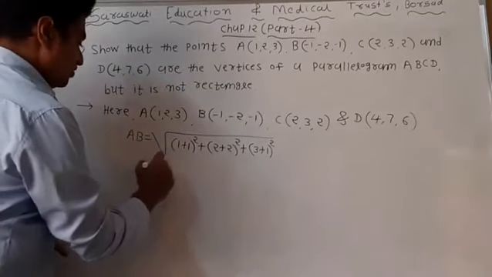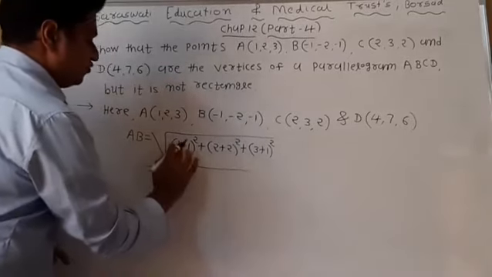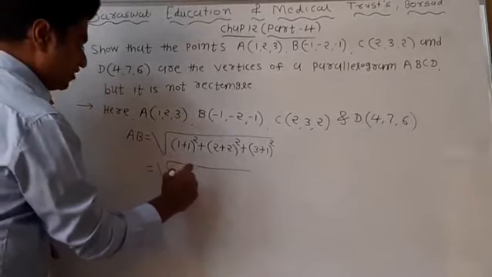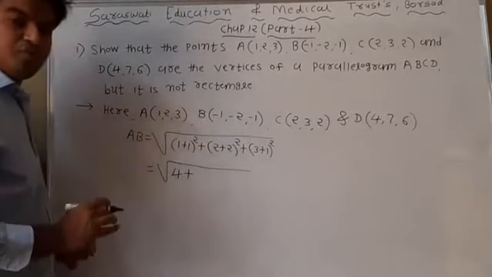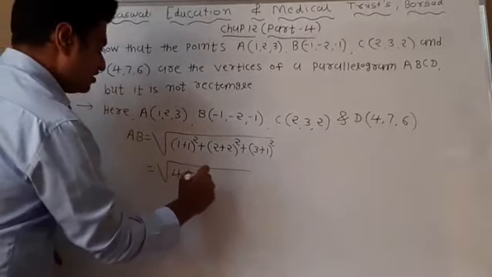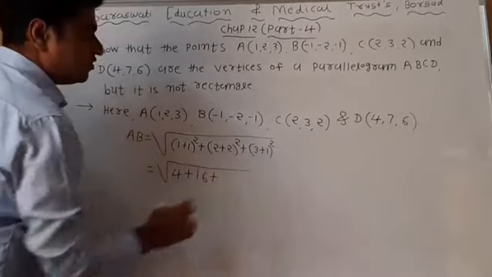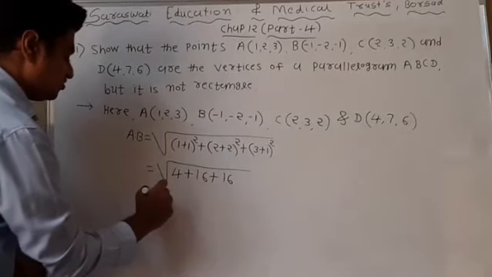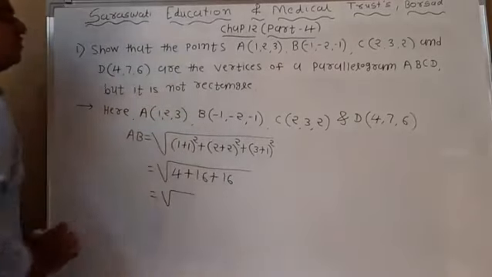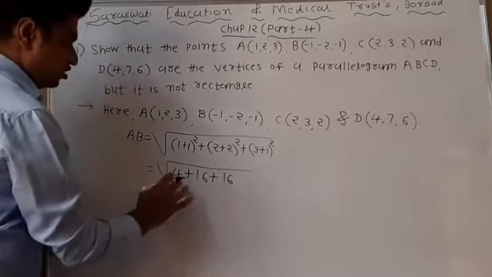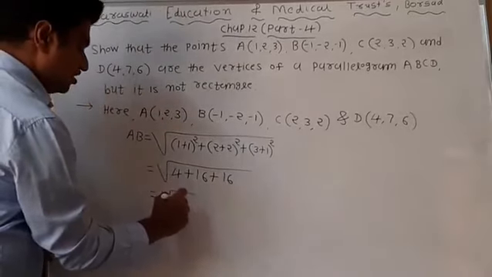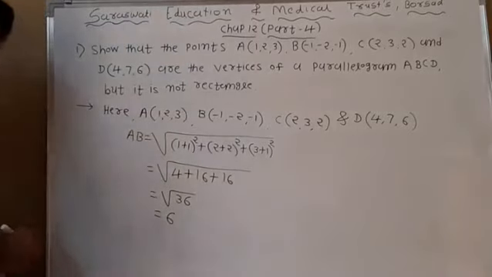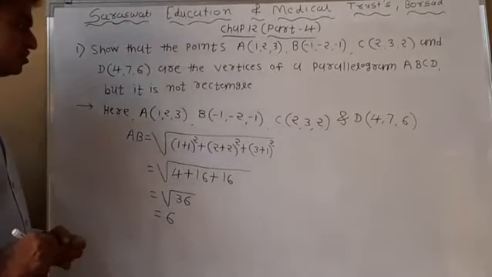So it is equal to the square root of 1 plus 1, that means 2. 2 square means 4. Plus 2 plus 2, 4. 4 square means 16. Plus 3 plus 1, 4. 4 square means again 16. So 16 plus 16 is 32. 32 plus 4 means 36. So remove the root, and here we get AB is equal to 6.